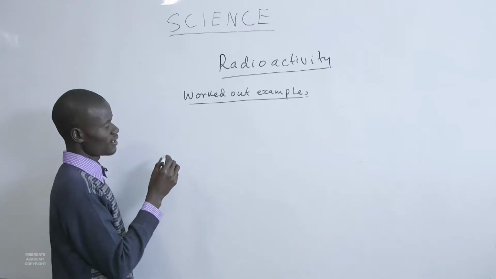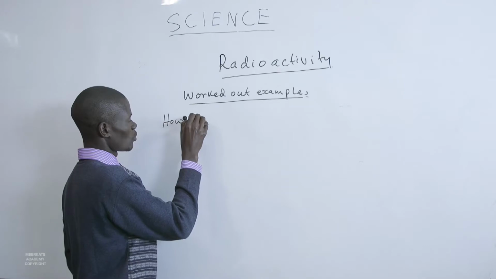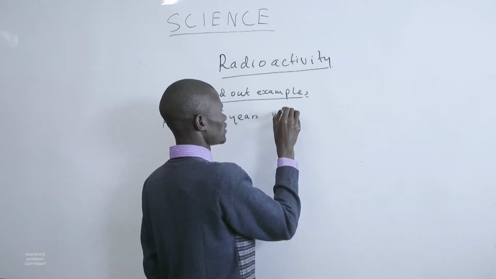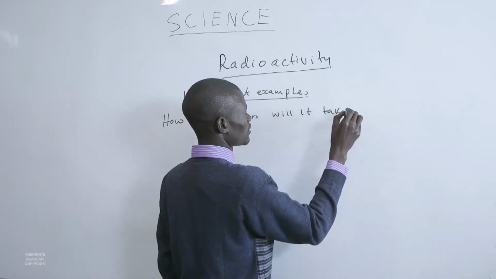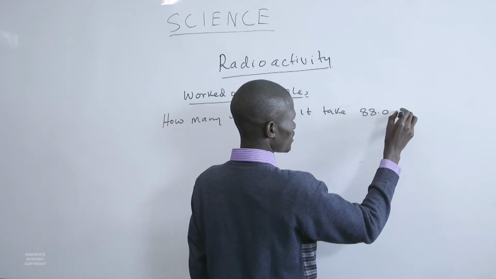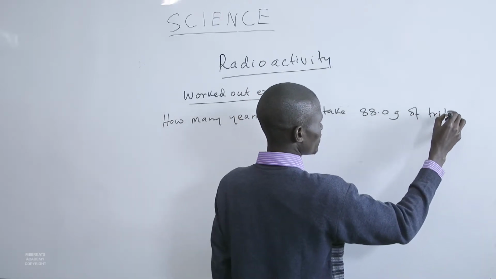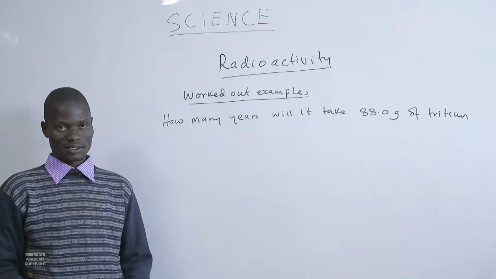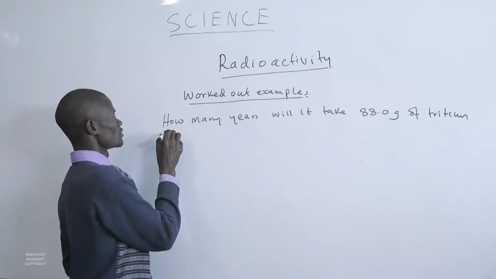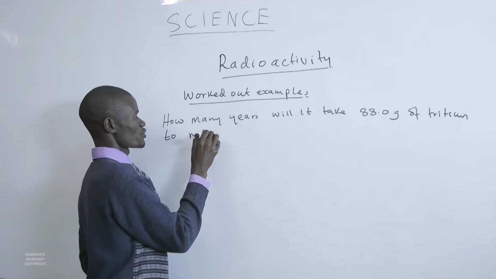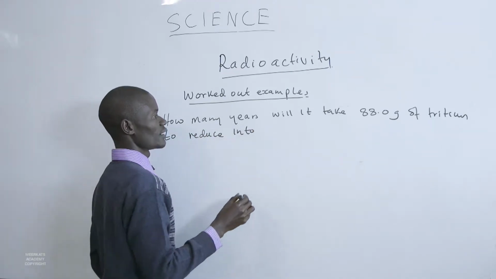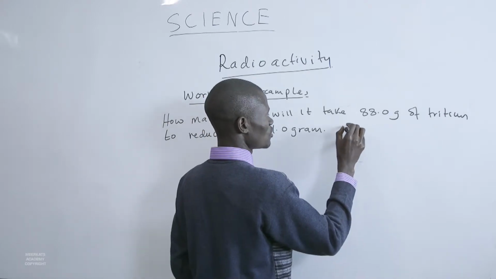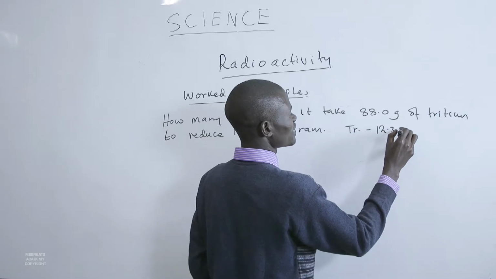How many years will it take for 88 grams of tritium to reduce into 11.0 grams, given that the half-life of tritium is 12.3 years?